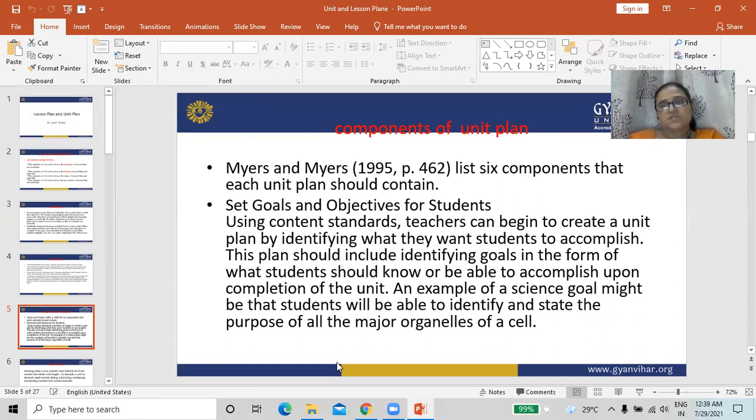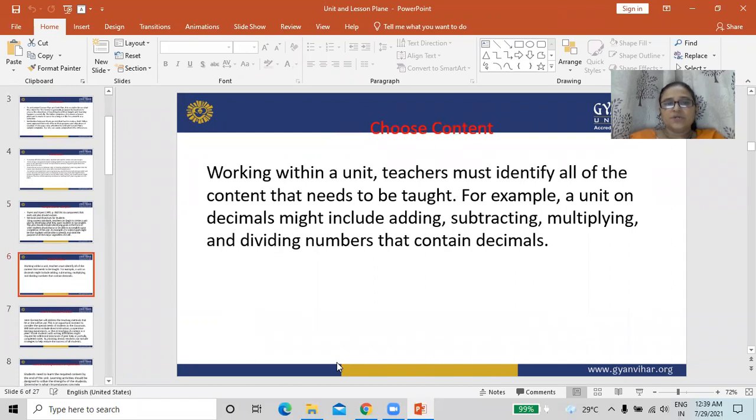We discuss this component very well in our class. Next component, choose content. Working within a unit, the teacher must identify all of the content that needs to be taught. So this is the topic we discuss deeply in our lecture.